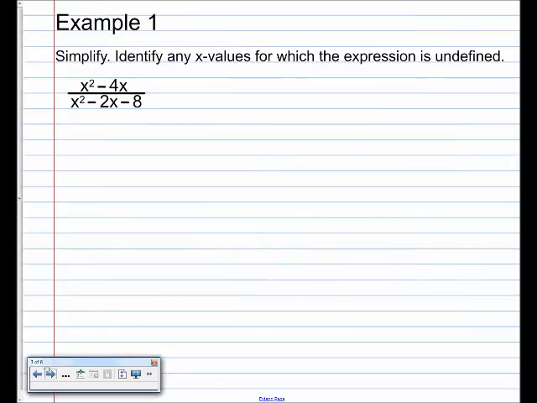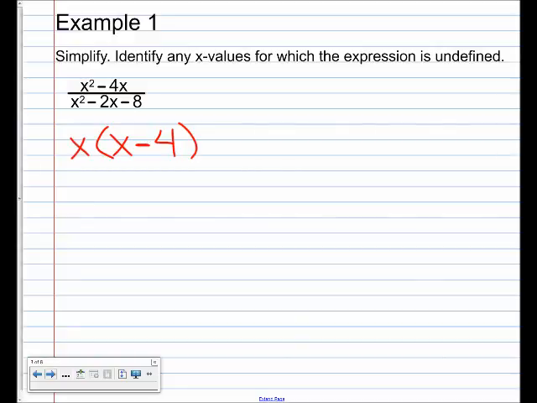So let's look at this first example. It says to simplify. Let's do that first, and we'll talk about the second part. So how do you think we want to simplify this? Factor. What did you guys do in the second part of the rewind? You factored. So what do we know about x squared minus 4x? What do those have in common? They have an x. I'm going to factor out x. And what is left? x minus 4.